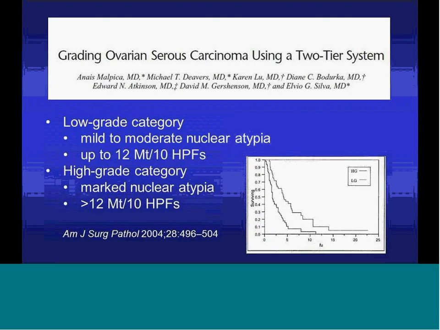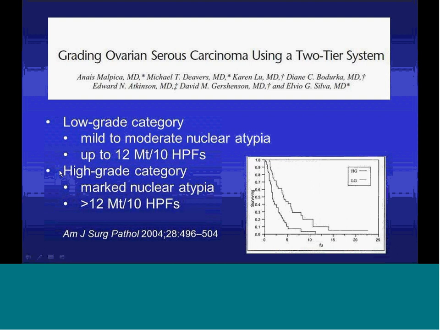Let me talk a little bit about the two-tier system. Again, I'm talking only about serous carcinomas, and this was a study that was published back in 2004 by the group out of MD Anderson. This is looking at their own experience with using a two-tier grading system for serous carcinomas. The low-grade category has very mild to moderate nuclear atypia and a low mitotic rate. Most of these are on the borderline side. Often they are what we would consider a micropapillary borderline tumor with invasion, and we'll have a borderline component as well. These are very, very low-grade appearing and actually quite uncommon tumors.